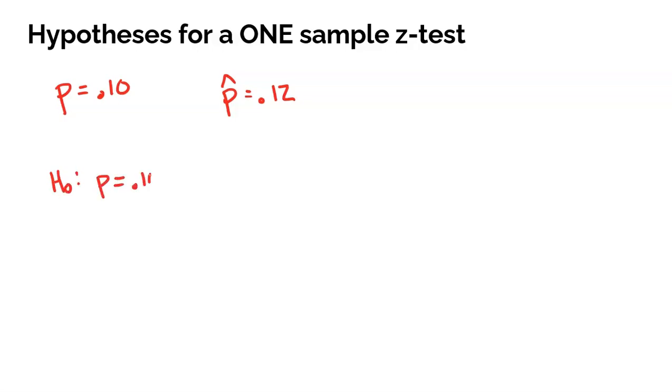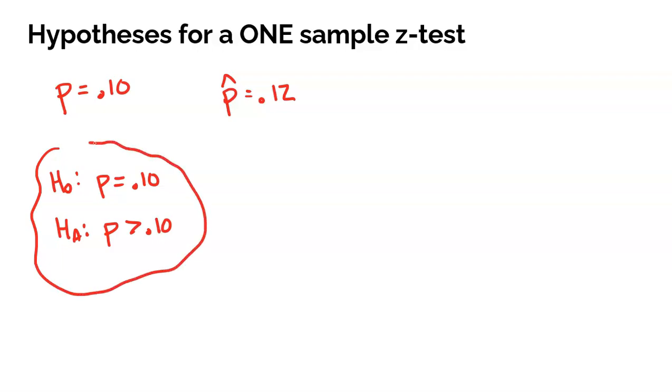No. The truth is 10%. It's not more, it's not less. It's equal to 10%. That's what's true. That's what I'm supposed to believe, right? And then the alternative is what you're claiming. So I'm claiming that I believe it's higher. So I think the truth is more than 10%. So that would be your null and your alternative hypotheses.